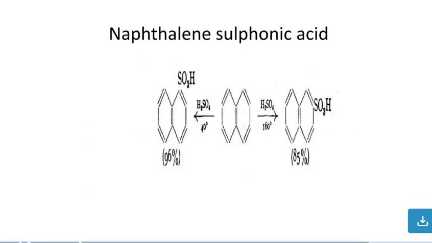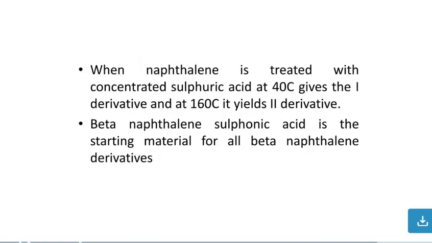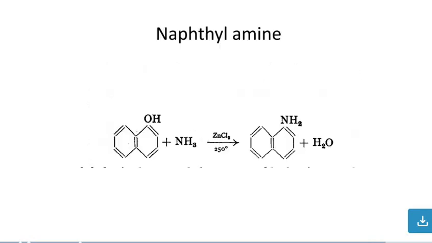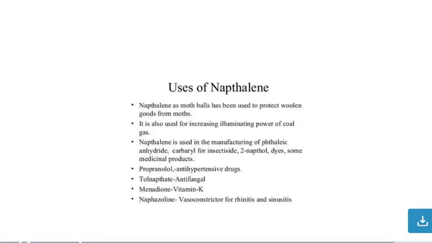Now you can see naphthalene sulfonic acid, how you will synthesize it. When naphthalene is treated with concentrated sulfuric acid at 40 degrees Celsius, it gives one derivative, and at 160 degrees Celsius it gives the second derivative. You know, beta-naphthalene sulfonic acid is the starting material for all beta-naphthalene derivatives. Now you can see the reaction scheme.